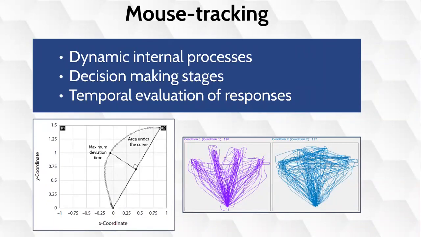In most of the studies using the Stroop task, reaction time and error are used as dependent variables. Although they are valuable and informative, they only give information about the final decision of participants. They lack the information related to dynamic internal processes and decision-making stages of participants. However, mouse tracking is able to capture the temporal evolution of responses. So it gives much more information about the dynamic processes.